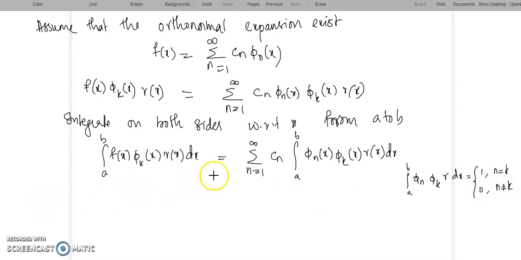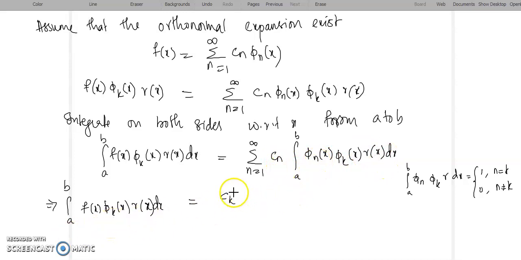So therefore, integral a to b f of x phi k of x r of x dx will be equal to... only the case n equal to k survives, everything else is 0. So therefore you will get ck. When n equal to k, this becomes ck, and the value of the integral becomes 1.